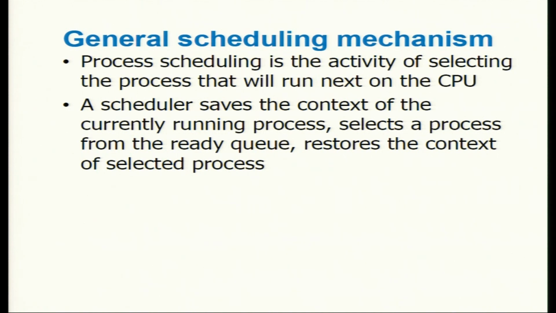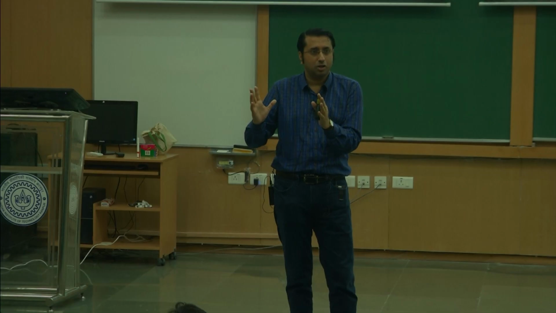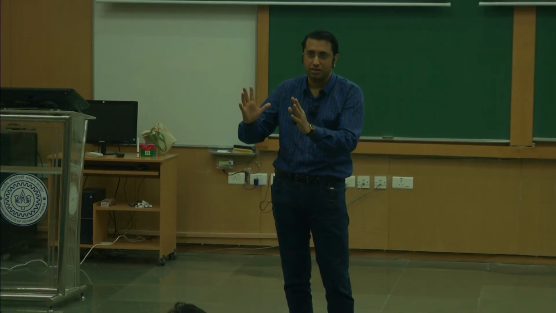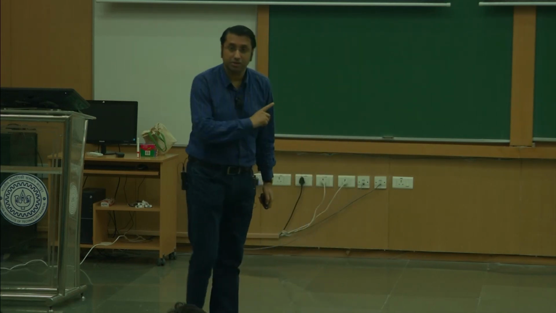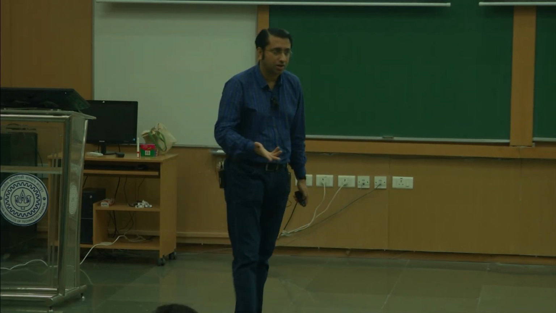So process scheduling is the activity of selecting the process that will run next on the CPU. Now, whenever you switch the process, you have to save the context of the currently running process. And saving the context means the context we just defined, right? The processor registers. But we don't save the memory context, because the virtual to physical address translation is unique for every process. So whatever is in the physical memory for process A cannot be touched by process B. So it remains there. But you have to save the processor registers, because the registers are going to be used by the new process that will start running.